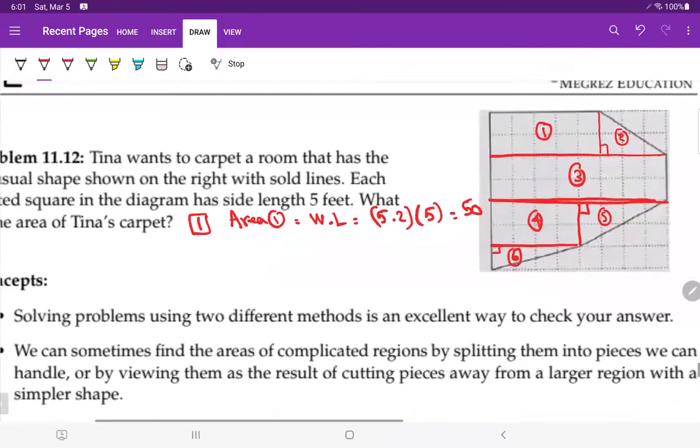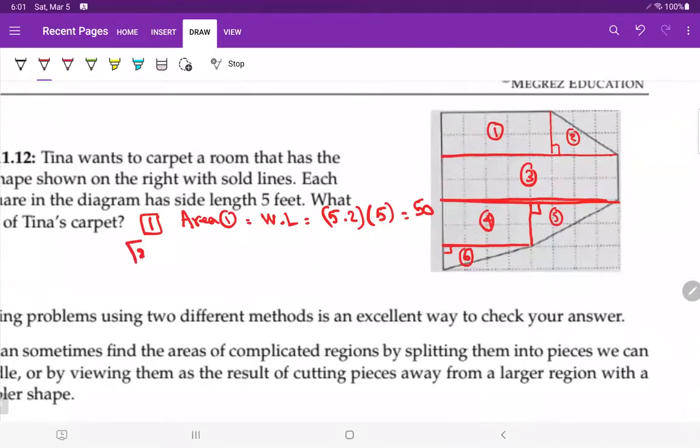Yes. Good. Number 2, the area of 2. We need to look at the base. So it's half base times height. Half, the base is 3 times 2 times the 5, because each of them is 5. So this is going to be 15. Right? 3 times 2.